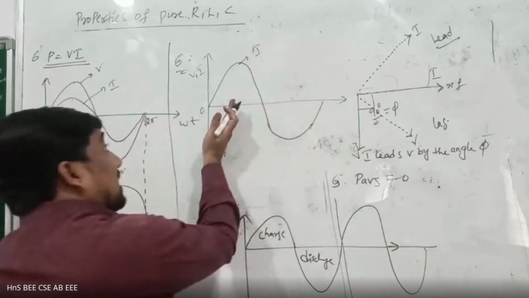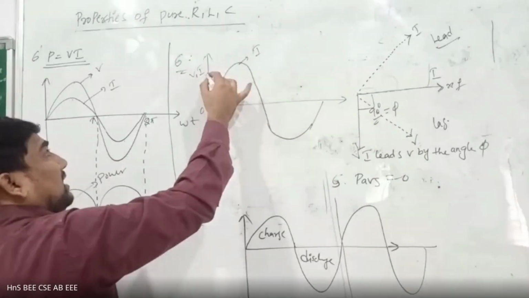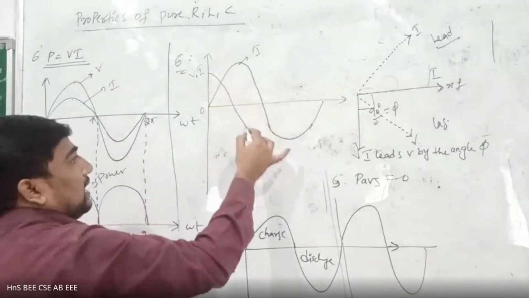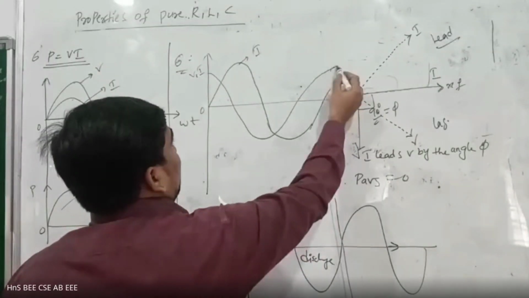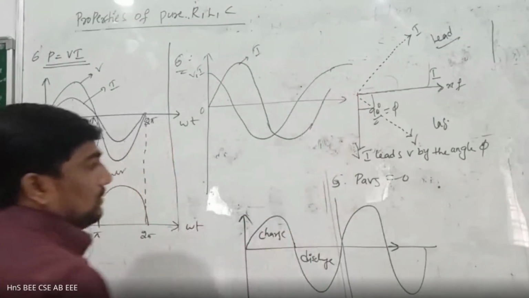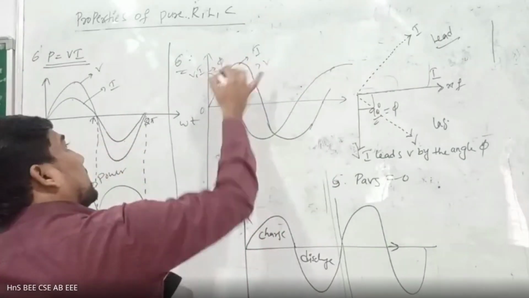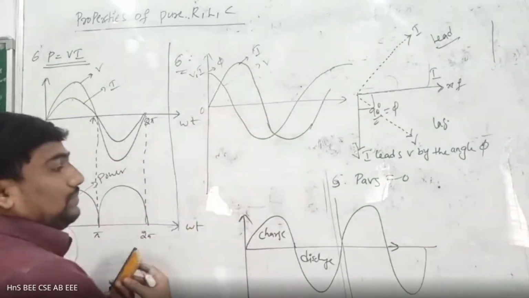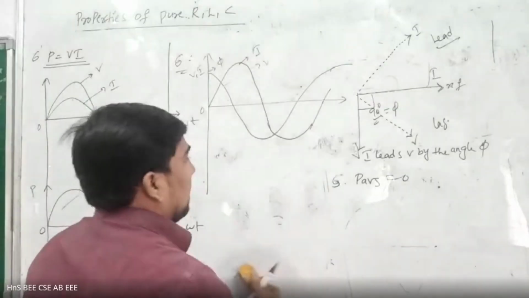Voltage starts from plus 5. What is plus 5? It is higher than 0, so it is the leading position. From the leading position, you have to draw the diagram like this. Okay, this is the voltage equation. The voltage starts from plus 5 and current starts from 0. Next, coming to power.